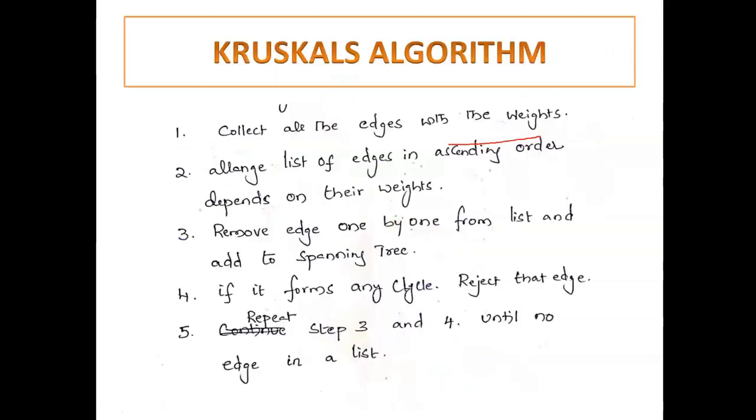So now we'll discuss Kruskal's algorithm. How is the Kruskal algorithm used to find the minimal spanning tree for a given undirected graph? This is an algorithm that takes 5 different steps. What is the first step? You have to collect all the edges with the weights. Each and every vertex is connected with an edge, so you have to collect all the edges.